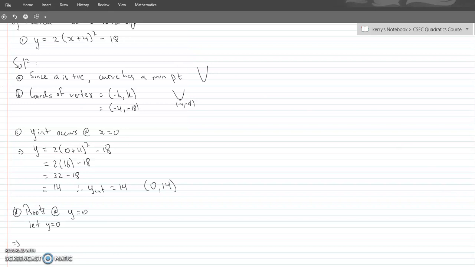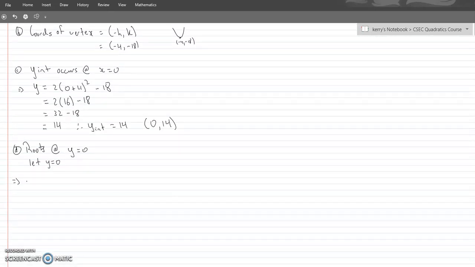Or we could write that as 2 into (x plus 4) squared minus 18 is equal to 0, since y is 0. Now we have to solve for x because the roots are x values. So first you transpose the 18, that means you have to add 18 to both sides. So if you add 18 to both sides, 0 plus 18 is 18, right?